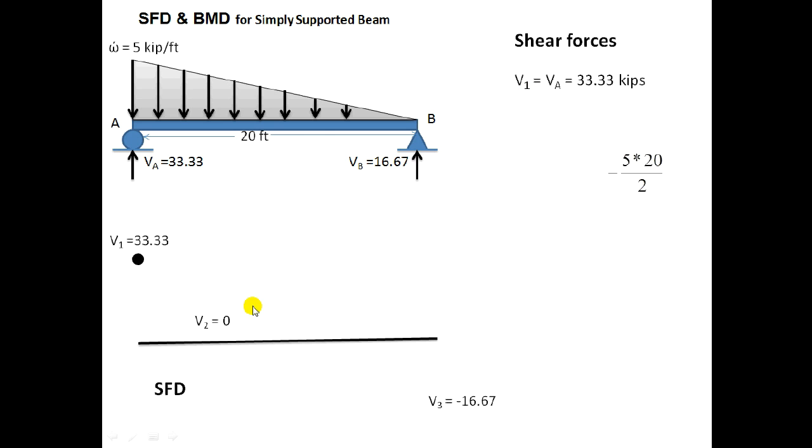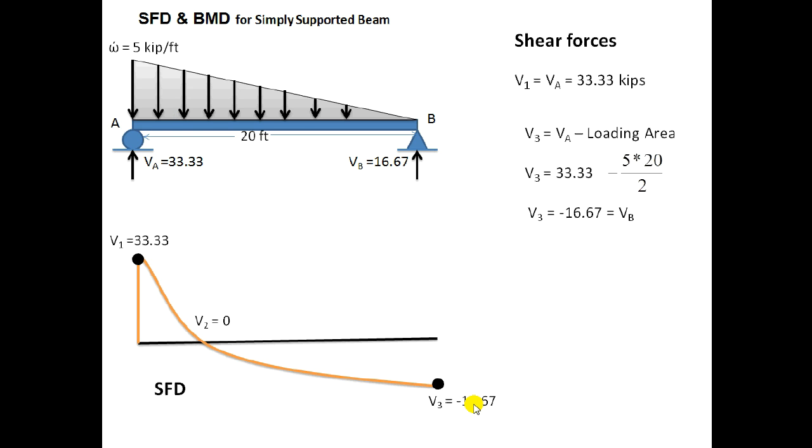This is my V1 force. Shearing force at point A is equal to the reaction, as I explained earlier. This is a roller, and this is V3, which is equal to shearing force at point A minus loading area. Shearing force at point A is 33 minus loading area. Because the load is acting downward, that is why we have taken it minus, and we will find out V3 is equal to minus 16.67. And this is my SFD diagram for UVL.